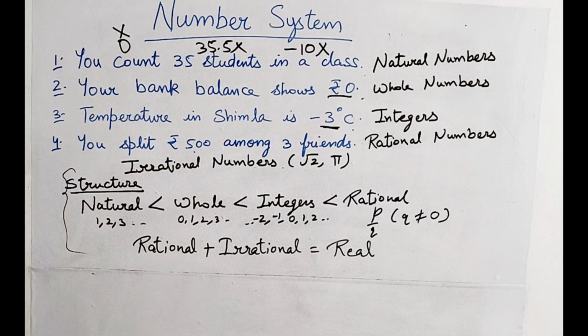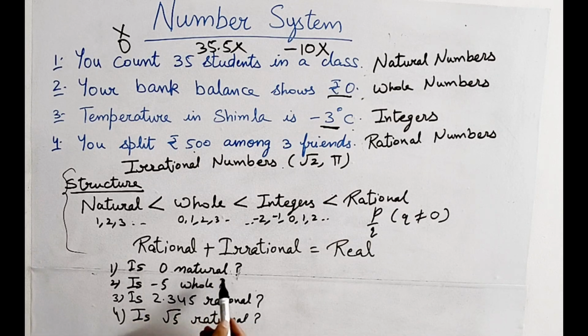So before ending, there are some quick questions for you. Is 0 natural? Is -5 a whole number? Is 2.345 a rational number? And is root 5 a rational number? Pause and answer. So next time when you see a number in the exam, you will know exactly where it belongs. Thank you.